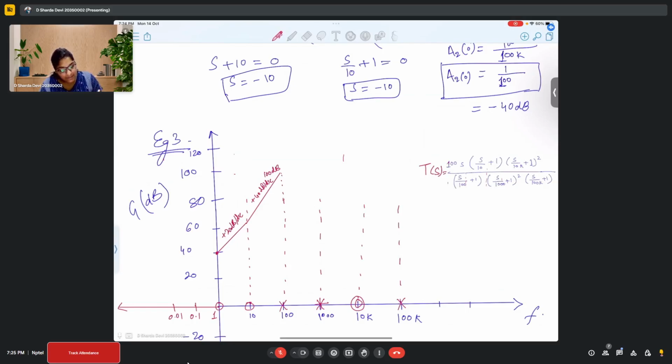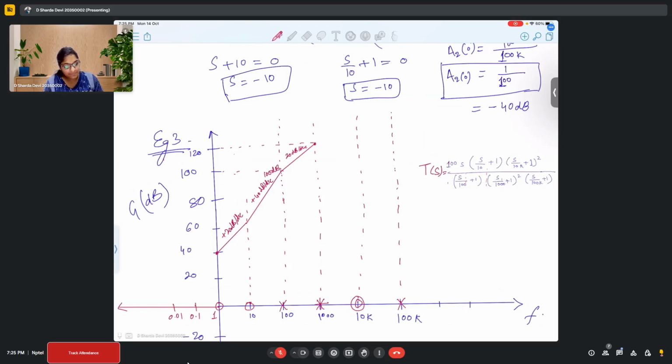Okay, so at this point you encounter a pole, right? At this point you are encountering a pole at 100. So what will happen to your slope? It will be 40 minus 20, which is 20 dB per decade. The slope will become 20 dB per decade and you would reach 120. So here it is 20 dB per decade.